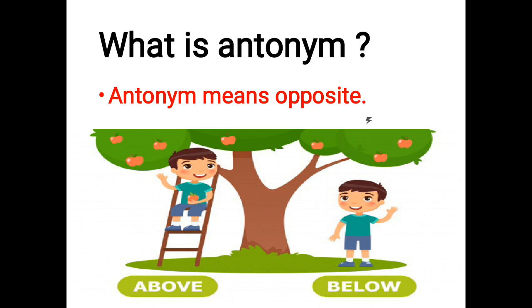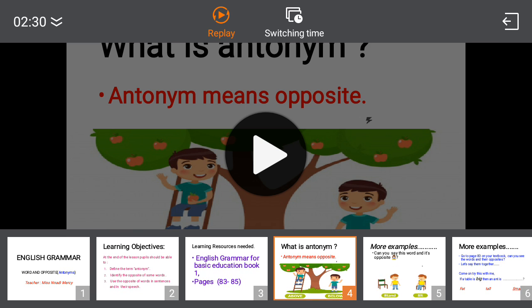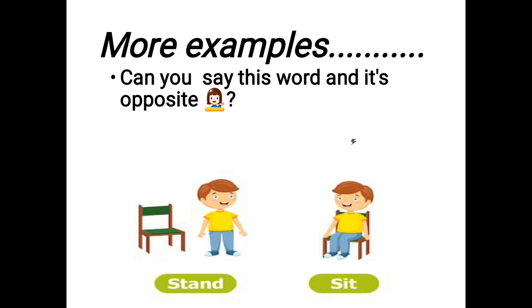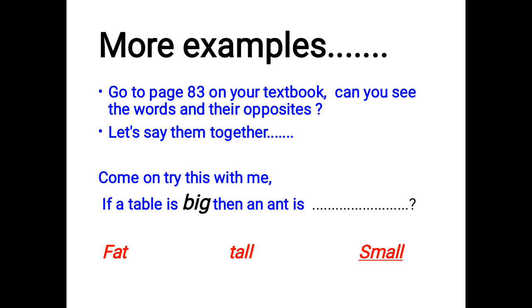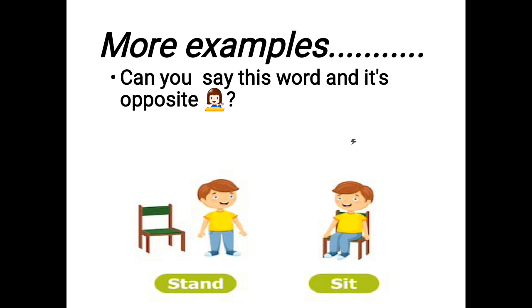Antonym means opposite. Let me hear you say it again. Antonym means what? Opposite. Another example. Can you say this word and its opposite? What is the first word? You can sound it and you can spell it. Stand. The boy stands. Can you see him standing? The boy on yellow. And the opposite of the word stand is sit. So if you're not standing, then you're sitting. Stand, sit. Can you say it? Awesome.